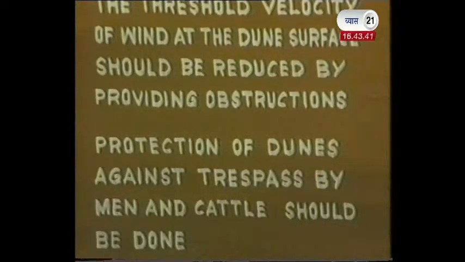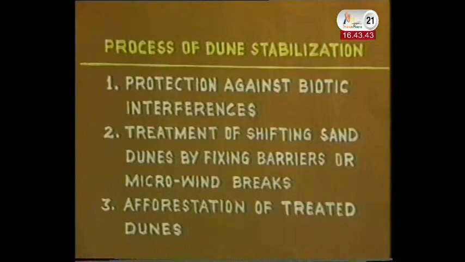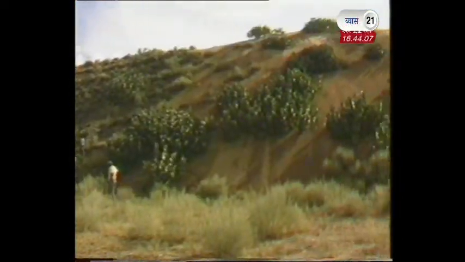Considering these principles in mind, the dune stabilization process can be done in 3 stages. Protection against biotic interferences, treatment of shifting sand dunes by fixing barriers or micro-wind breaks, afforestation of treated dunes by direct sowing or planting. The areas to be stabilized should be well fenced either by barbed wire or by ziziphus thorns, so that trespass by man and cattle can be stopped.